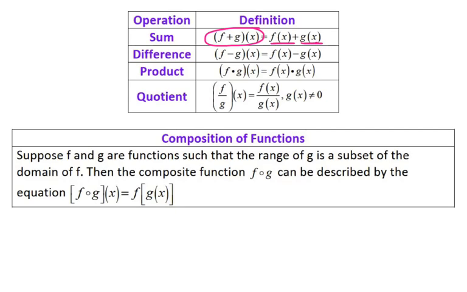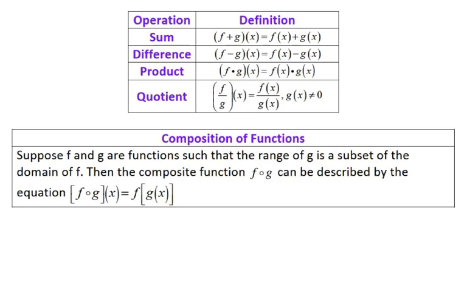So please be careful with this notation over here. That does not mean that you're multiplying by x. It just means you're adding the two functions together. Underneath that we have f minus g of x, which we can write as f of x minus g of x. Underneath that you're multiplying your two functions, and underneath that it's the quotient of two functions. So those are the basic operations for functions: adding, subtracting, multiplying, and dividing.